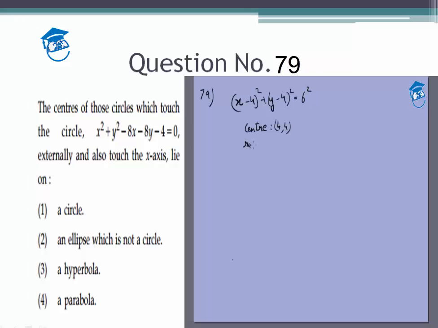and the radius is 6. You can actually get this from the original form as well, you know the formulas. And there is another circle which touches this circle and also touches the x-axis. So if there's a circle which touches the x-axis and the center is at a point (h, k), then k is also the radius, right?